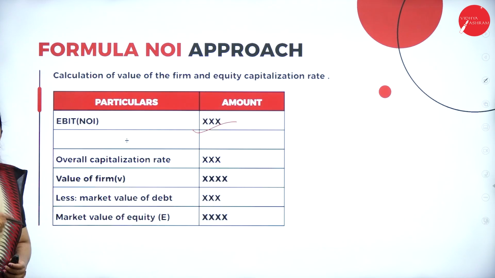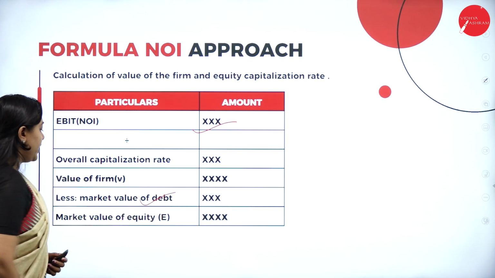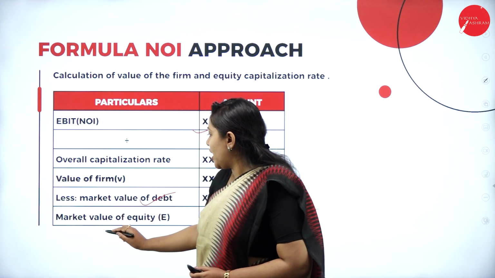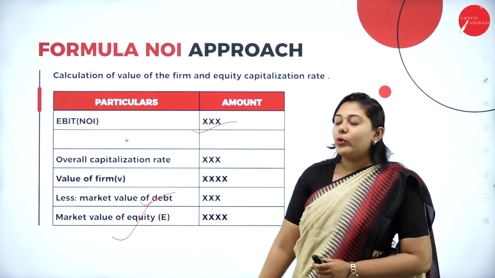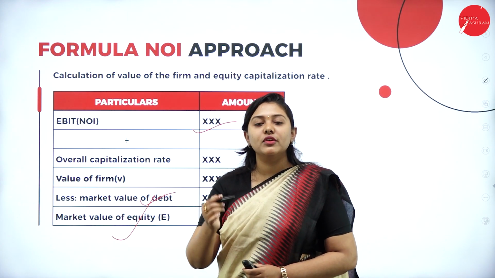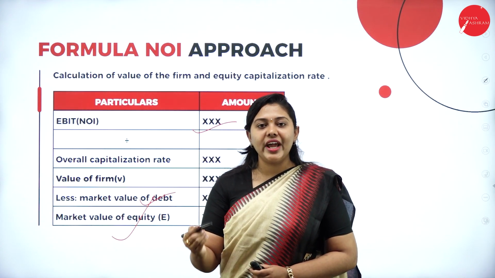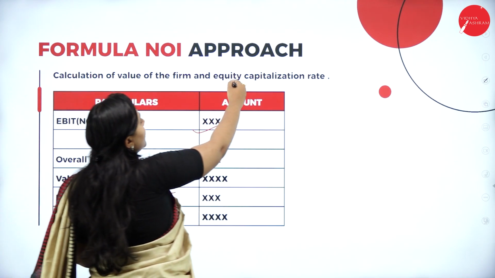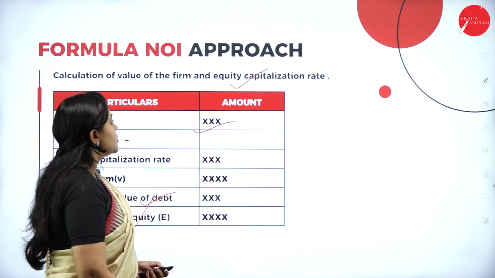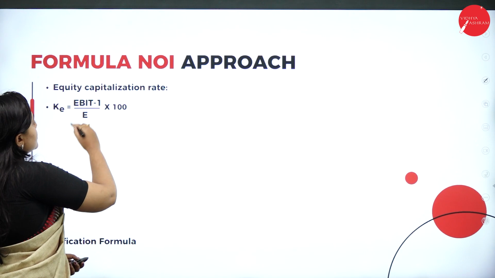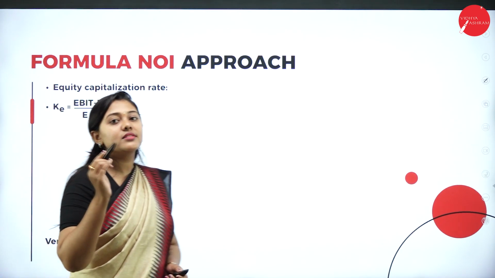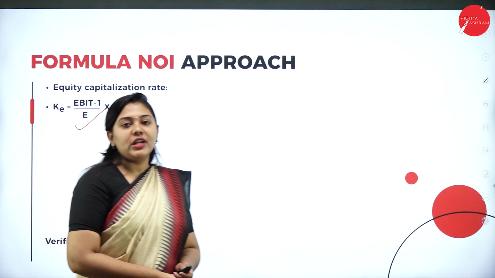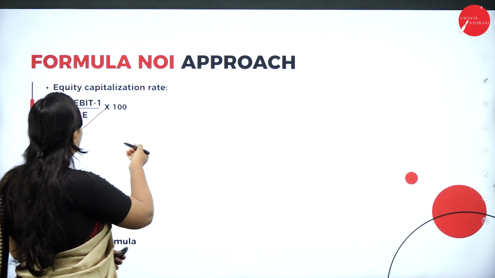So with that, if you deduct the market value of debt, you will get the market value of equity. So this is the formula. If they ask you to calculate the market value of equity, what is the formula? Value of the firm minus value of debt, you will get the market value of equity. Next, how to calculate equity capitalization rate? Equity capitalization rate is equal to EBIT minus interest divided by E, that is your market value of equity, into 100. So this is how you calculate.